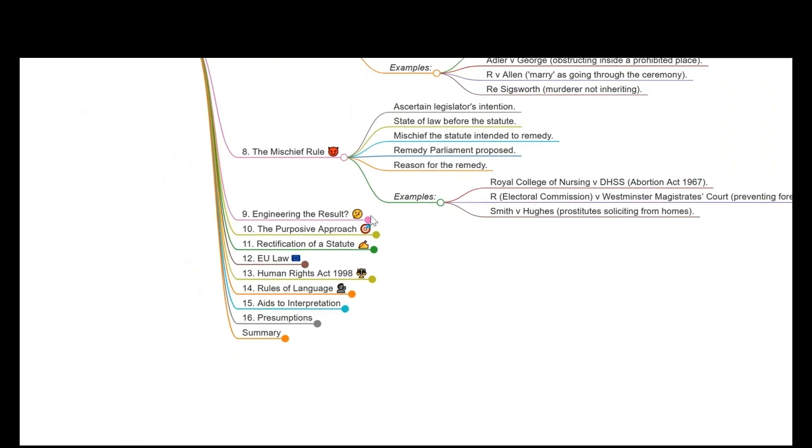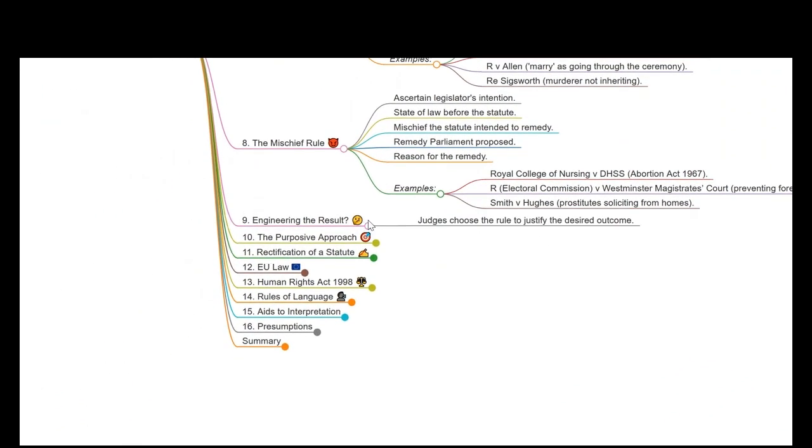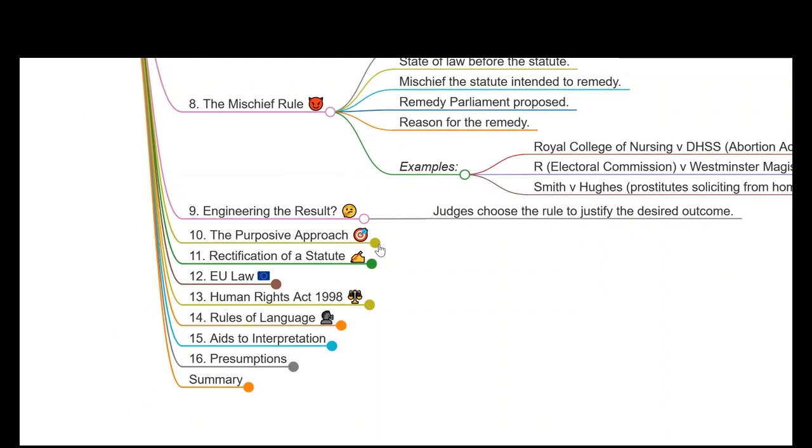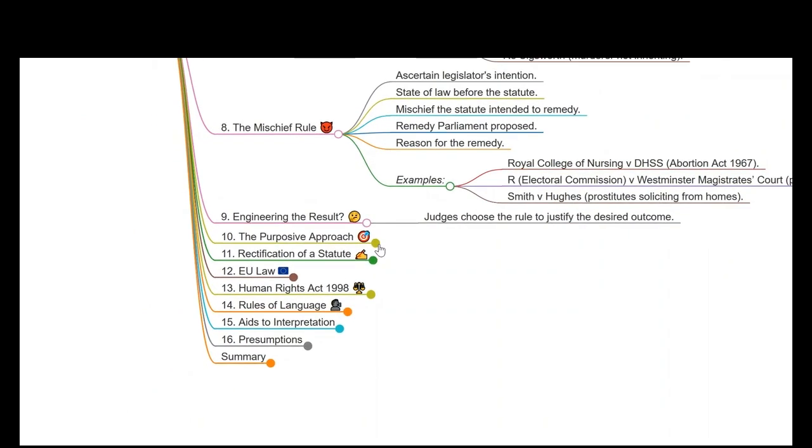9. Engineering the result. It's worth noting a more cynical view, that judges sometimes choose a rule to justify a desired outcome. This raises questions about judicial impartiality and the potential for bias in statutory interpretation.